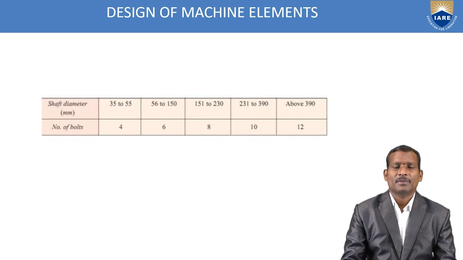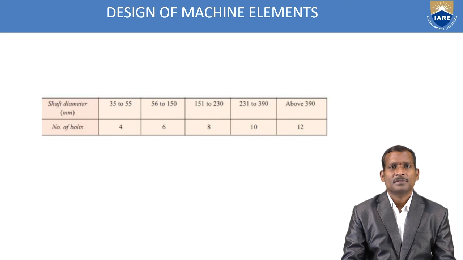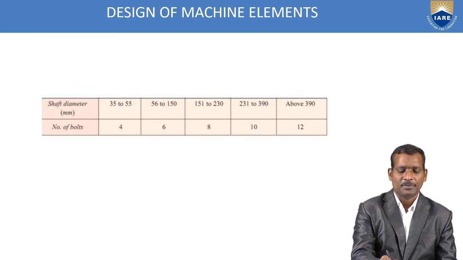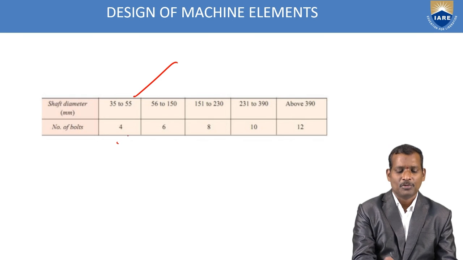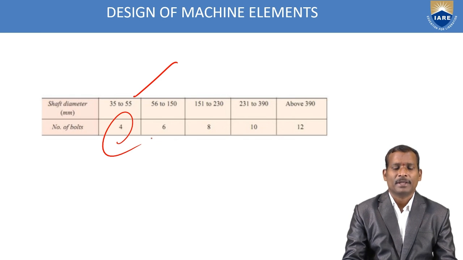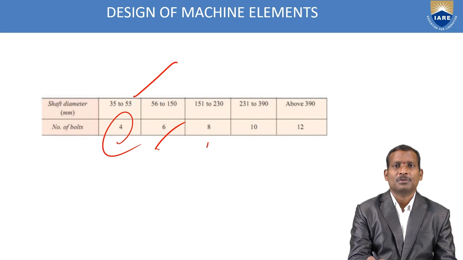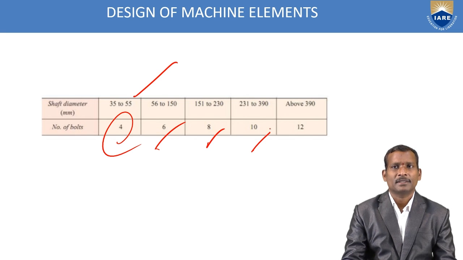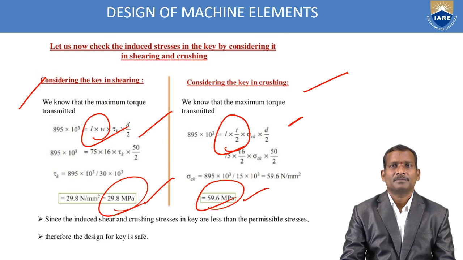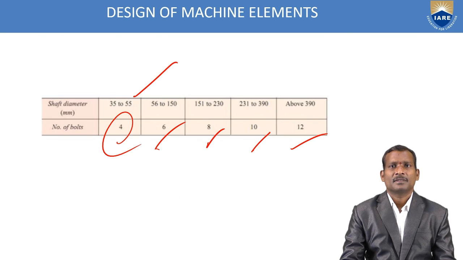See, here is given one table, shaft diameter and number of bolts. According to the shaft diameter, you can choose the number of bolts. If your diameter of the shaft is in the 35 to 55 range, then you can take number of bolts as 4. Similarly, 56 to 150, 151 to 230, 231 to 390, 10, and above 390, 12. Here, the diameter of the shaft is 50. So in the 35 to 50 range, you can choose the number of bolts as 4.